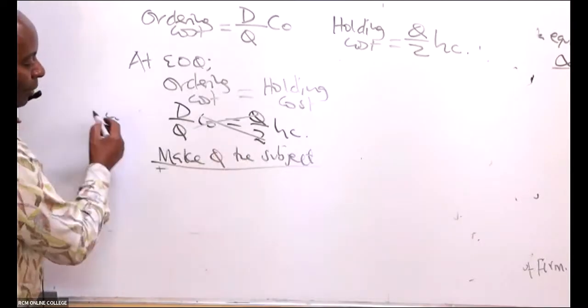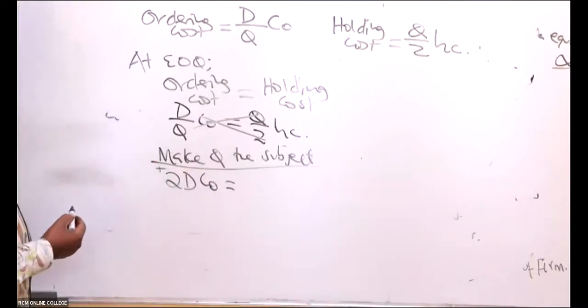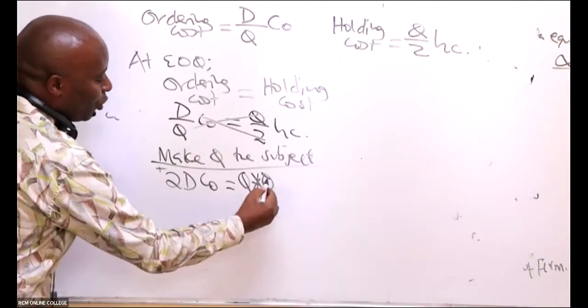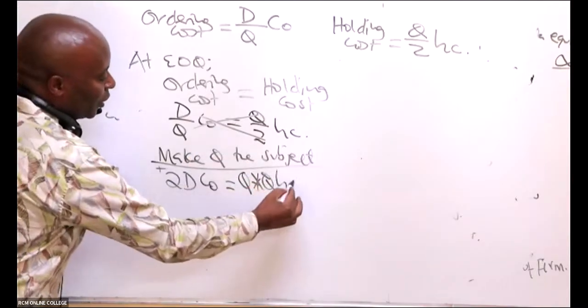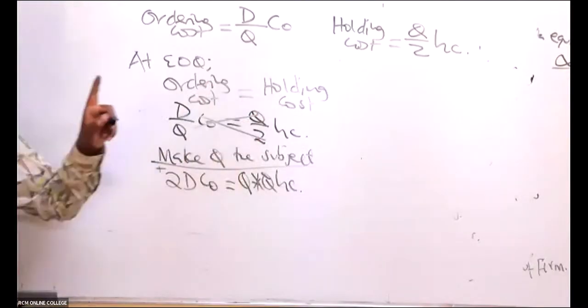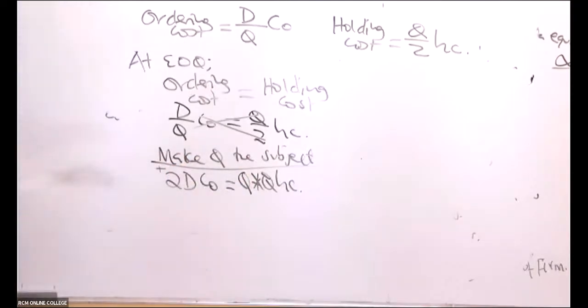I'm able to see these two coming here. So it will be 2D core equals Q times Q, isn't it? HC. Because you see this Q is going the other side. So it will be Q times Q, HC, like that.